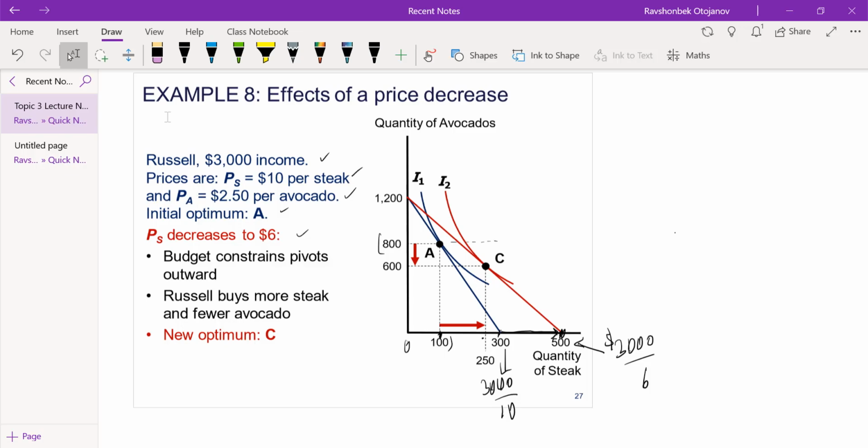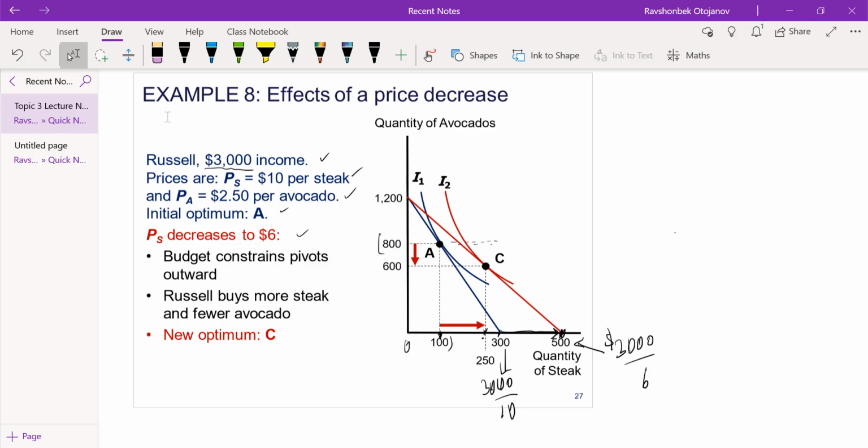If you move from left to right, you will see that point C is at a lower point than A from the y-axis perspective, but from the x-axis perspective it's actually at a higher point, in terms of steaks. So what happened is that the cheaper steaks make the income look greater relative to the quantities that Russell can buy. So his real income, his real purchasing power, is higher. However, because steaks are now cheaper than avocados, Russell would prefer buying more steaks. So on one hand he feels richer, but on the other hand he also feels like avocados are more expensive.